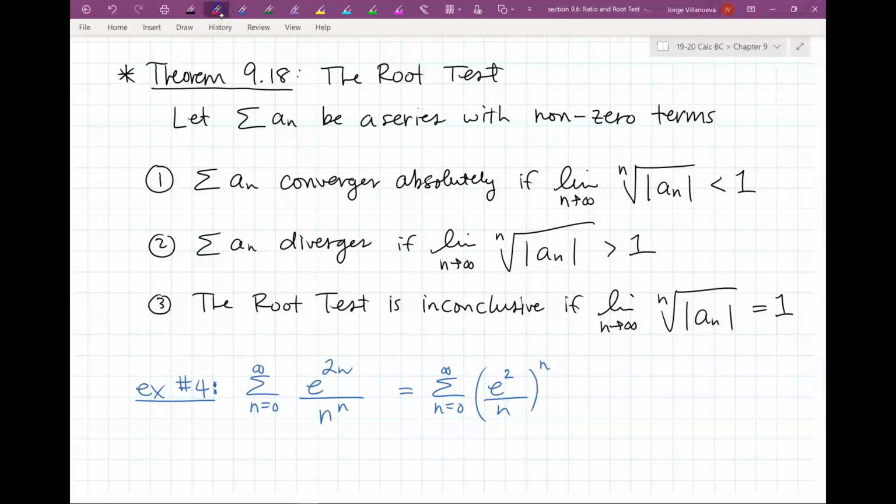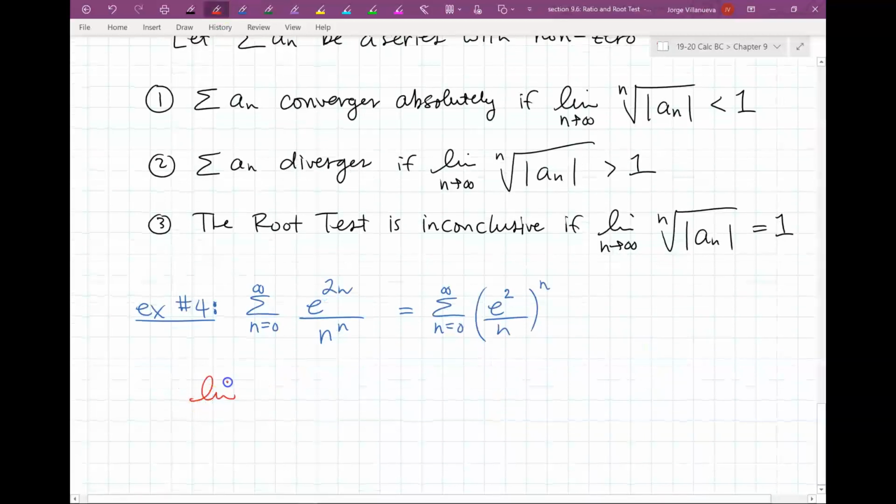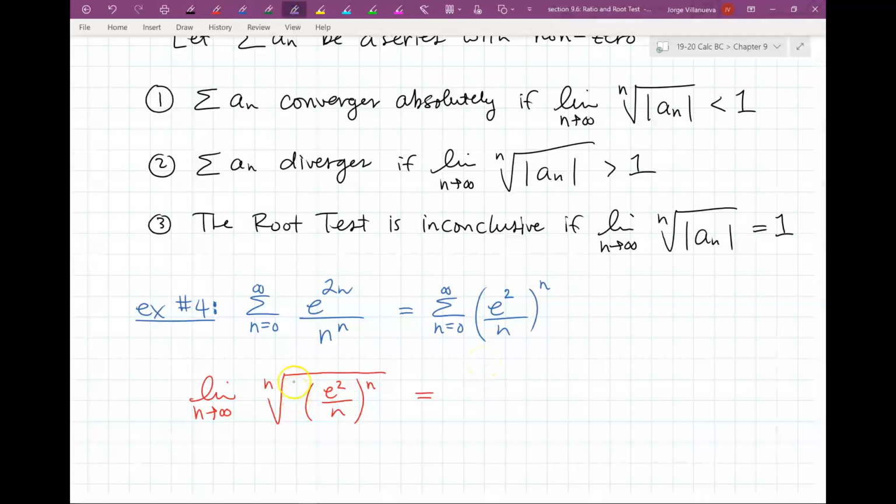So check it out. Now that I did that, let's find the limit as n approaches infinity of the nth root of e squared over n to the nth. What's the result of that? It's e squared over n, right? By the way, you notice I didn't put it, but I'll put it right now. I'll put the absolute value. I didn't do it because there's no negative 1 to the n in the front. It's not alternating, so it doesn't really matter, okay? But if it is alternating, then I would have done it.